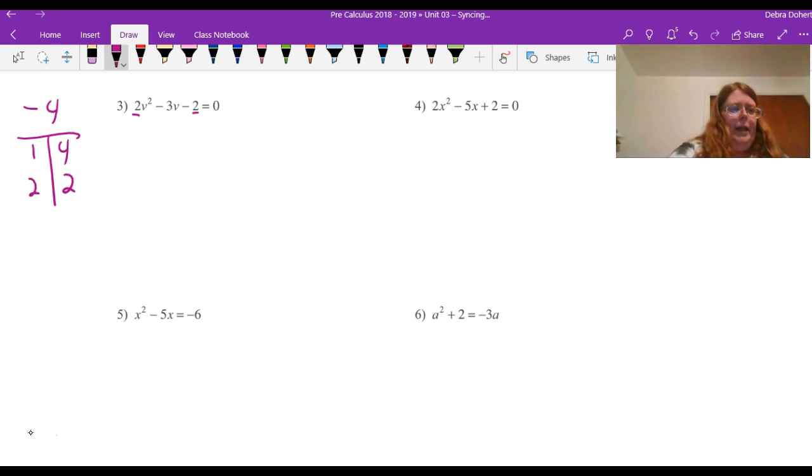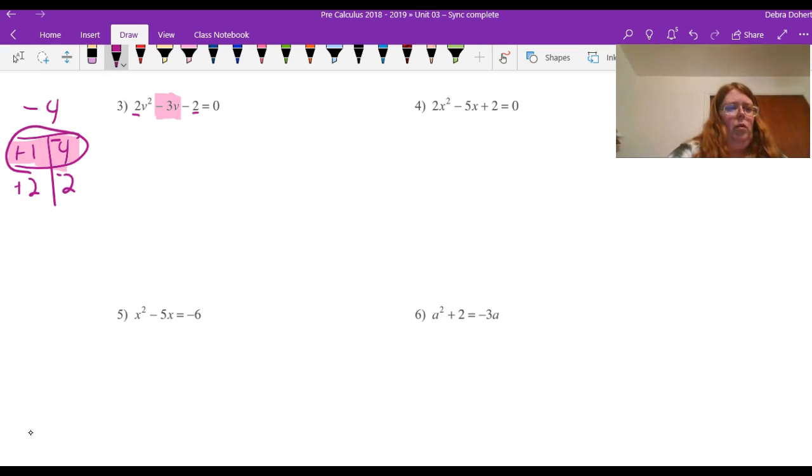My middle term is negative, so it's going to be a negative 4 and a negative 2. My last number is a negative, so that means my other one must be positive. The only one that makes sense is the positive 1 and the negative 4. So what we're going to do is take this term right here and rewrite it as 1v plus a negative 4v. That's what we're doing.